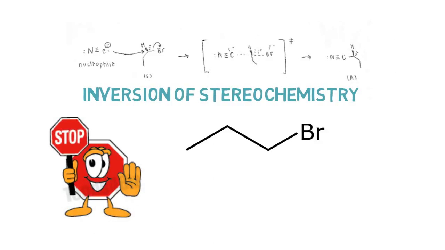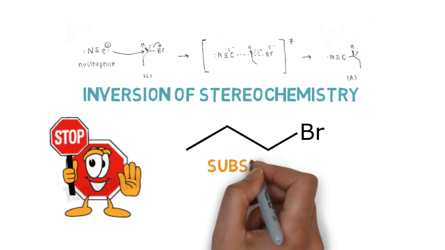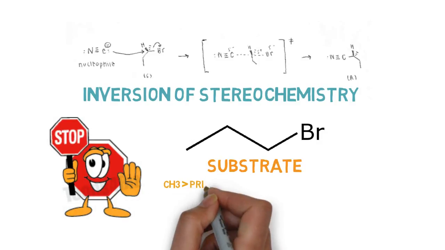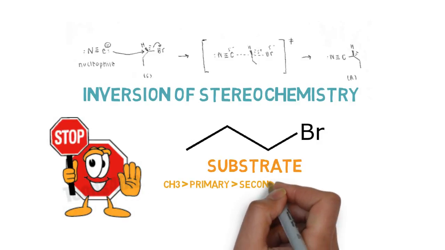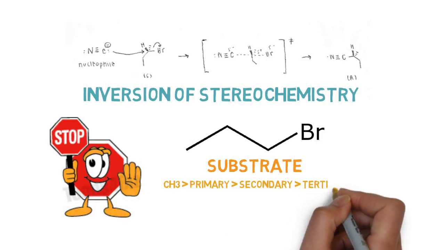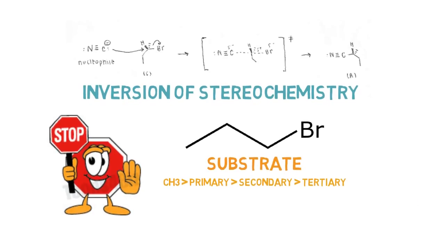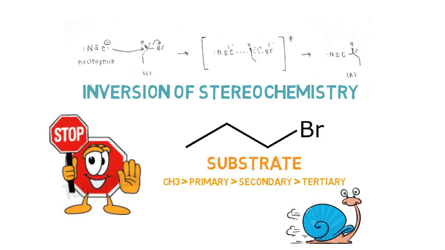The substrate plays the most important part in determining the rate of the reaction. As we've already said, to maximize the rate of the SN2 reaction, the back of the substrate must be as unhindered as possible. Overall, this means that methyl and primary substrates react the fastest, followed by secondary substrates. Tertiary substrates don't participate in SN2 reactions because of steric hindrance.